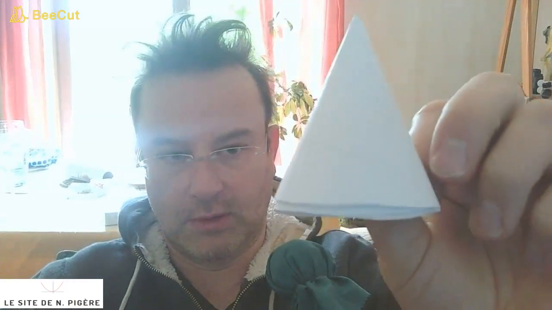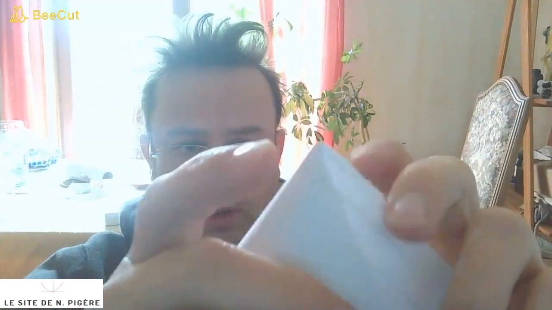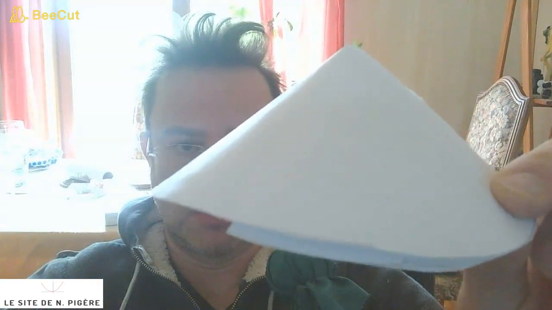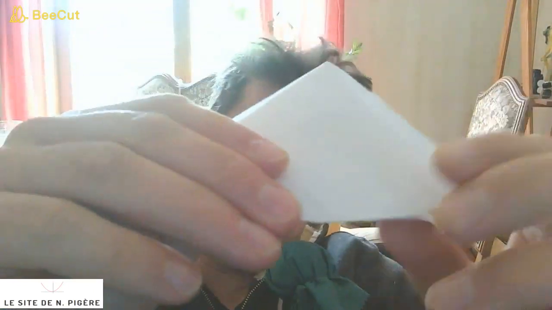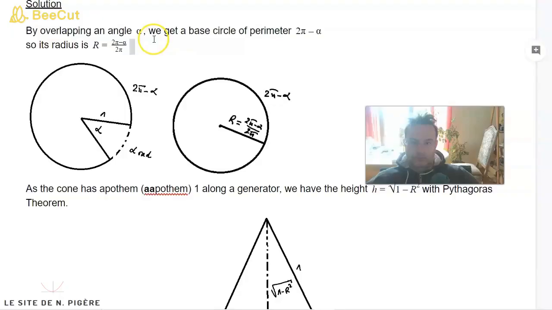We could make a very thin cone like this, very thin. Probably this would have a small volume, and we could make a rather flat, broad cone like this and get maybe a bigger volume. So the question is how to get the maximum volume cone. So let's try and find a solution to this problem.